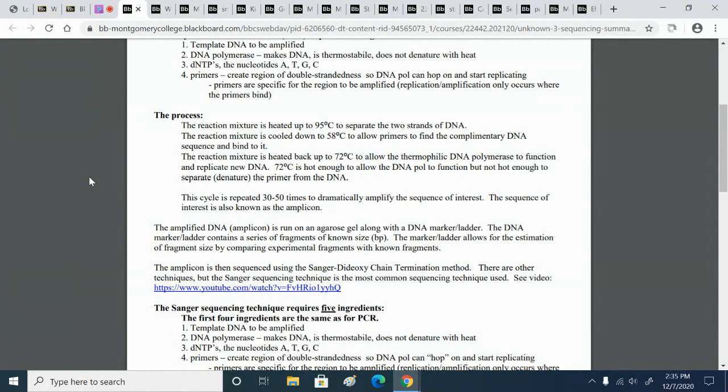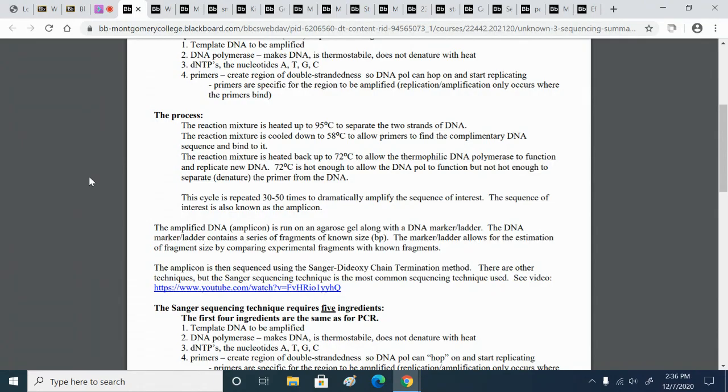So we have to heat up our sample to 95 degrees Celsius to denature the DNA and separate the two strands. Then we cool it down to about 58 and allow the RNA primers to find the correct complementary sequence so they can bind. Then you heat it back up to around 72 to make it warm enough to allow our thermophilic DNA polymerase to function, but not so hot that we separate the primers from the DNA. And then we repeat that process over and over again, 30, 40, 50 times.